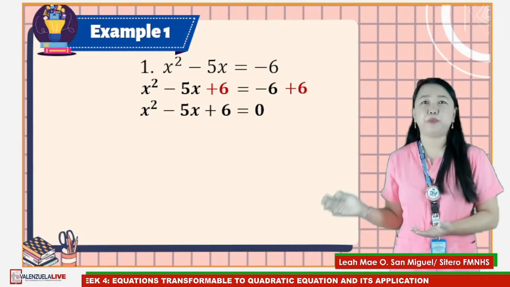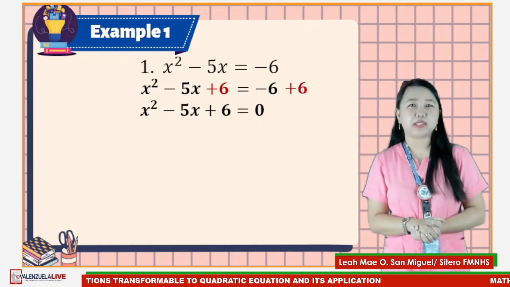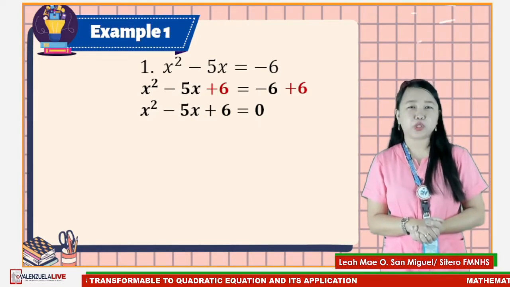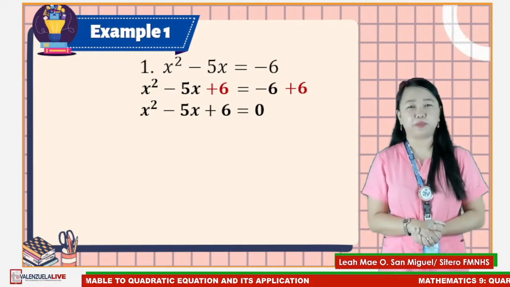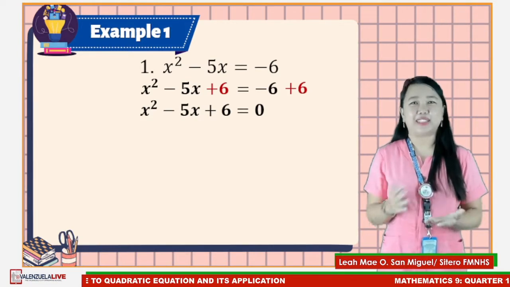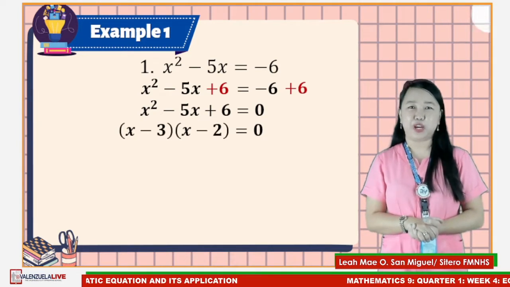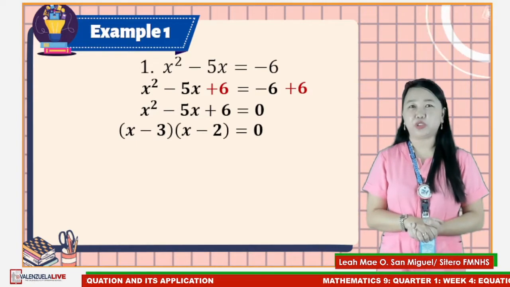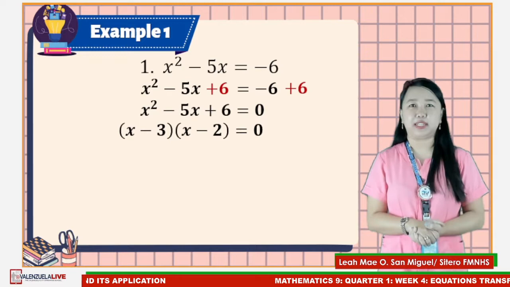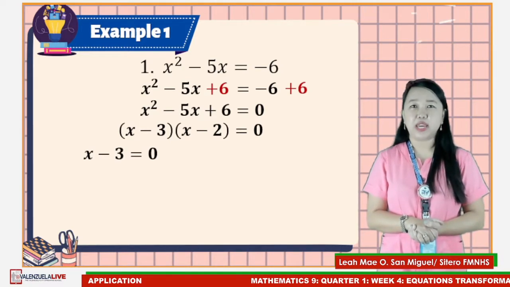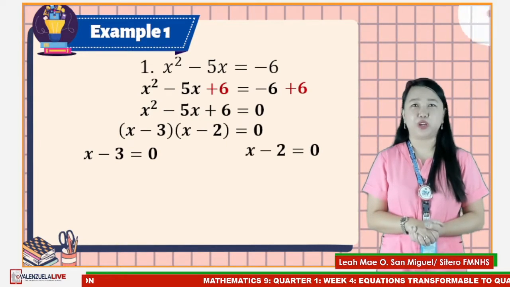In this example, let us use factoring. What is the factored form of x squared minus 5x plus 6 is equal to 0? Correct! (x minus 3) times (x minus 2) is equal to 0. Equate each factor to 0 using zero product property of equality. x minus 3 is equal to 0 and x minus 2 is equal to 0.